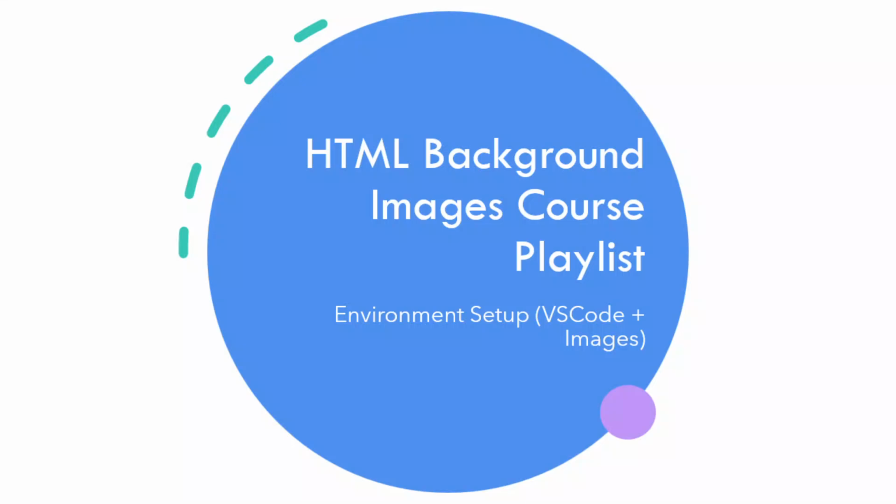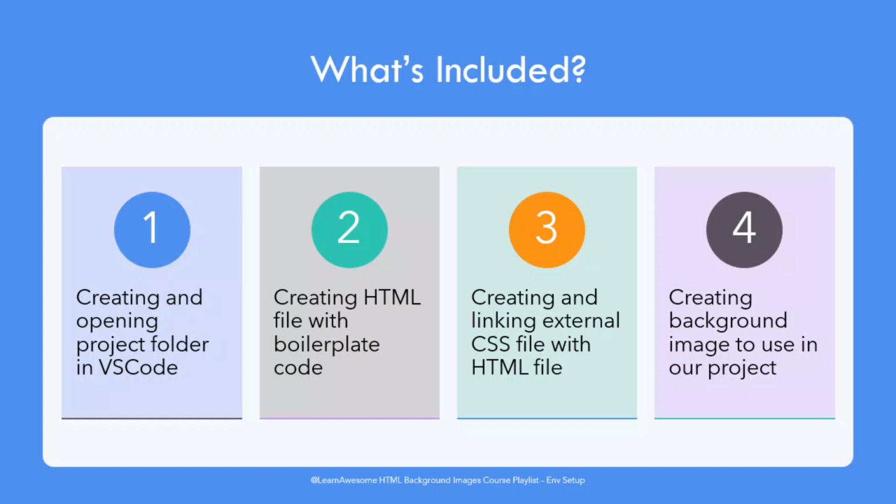As for what is covered, we would be creating a project folder and opening Visual Studio Code with that project in context. We'll create an HTML file with boilerplate code and then add and link an external CSS file with that HTML file. Background images is a CSS concept, so we would be working with these. I'll also create background images in a graphics editor that we shall use in our playlist. So let's get right to it.